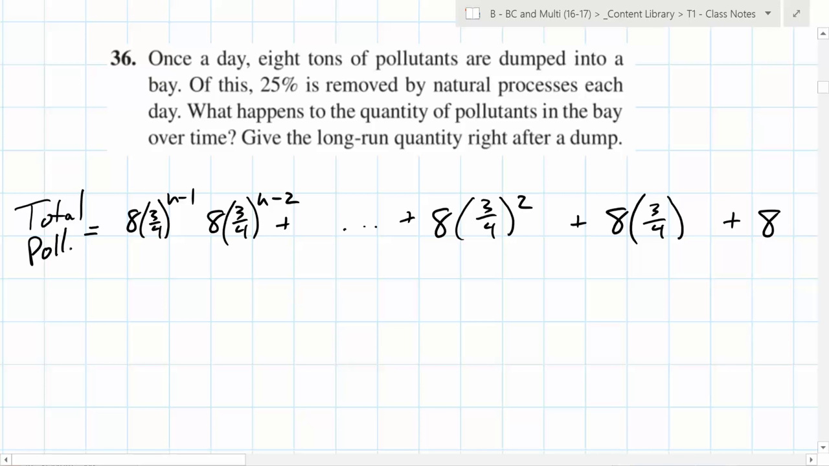The total pollutants right there. Is that a geometric series? Yes. So they're basically asking, if this went on till the end of time, what's the maximum amount of pollutants that could be in there, right?